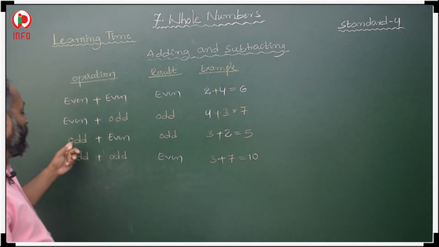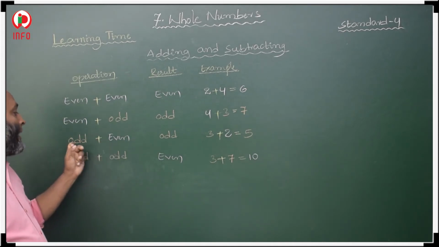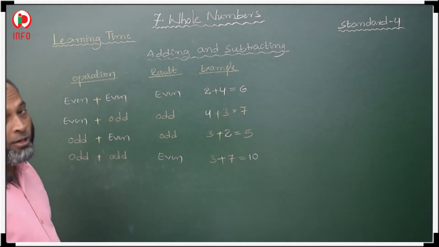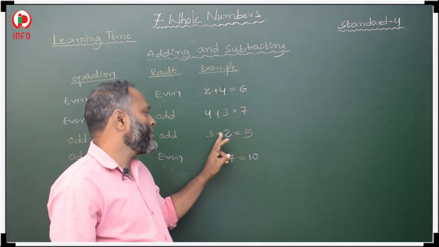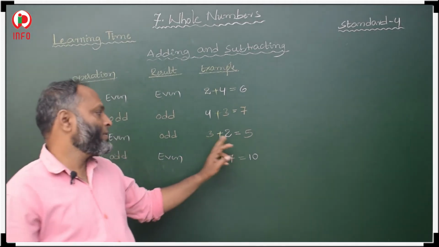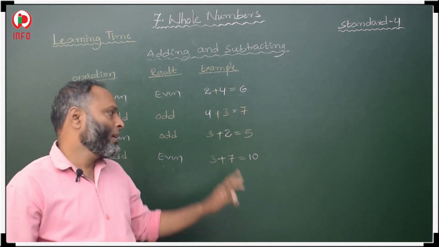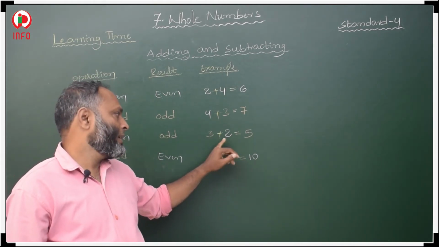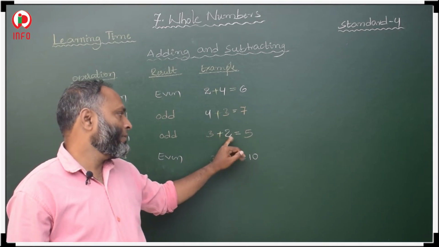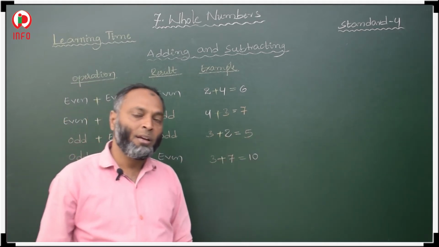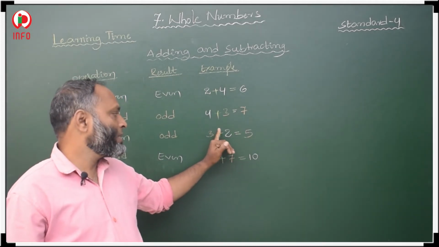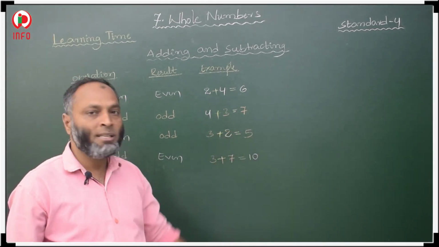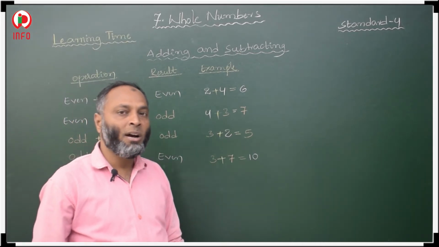Now, if you add an odd number and an even number, what is your answer? Odd number only. Once you check, 3 plus 2 is 5. Odd plus even is odd, sorry, an odd number. One odd number plus one even number, the result is an odd number.